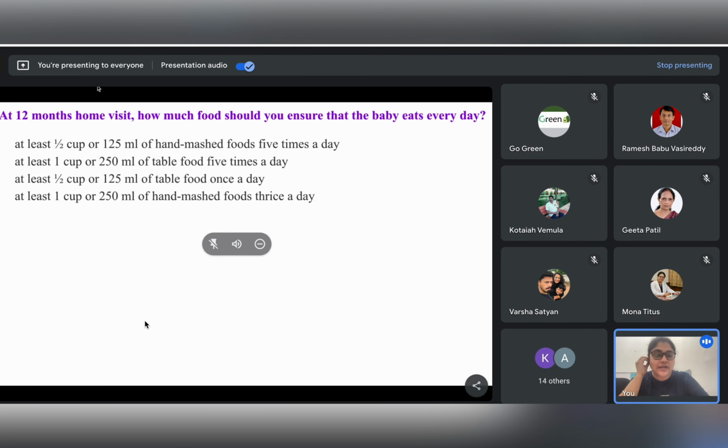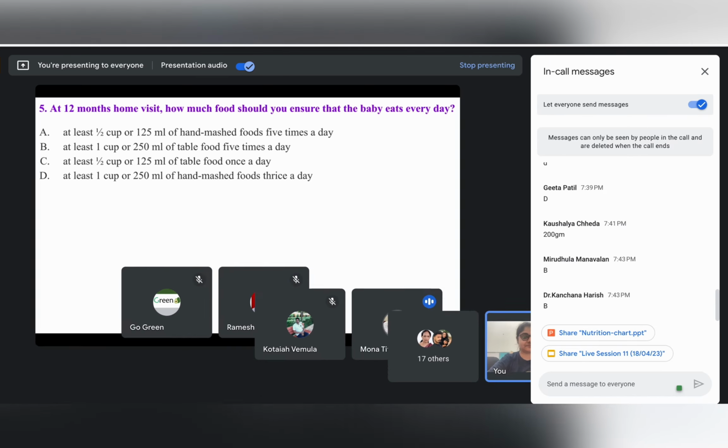So we'll move on to our next question. At 12 months home visit, how much food should you ensure the baby eats every day? Excuse me. What do you think should be the answer? B. Okay. What about others? Option B.